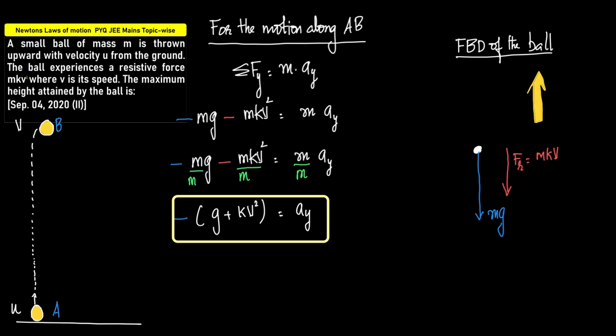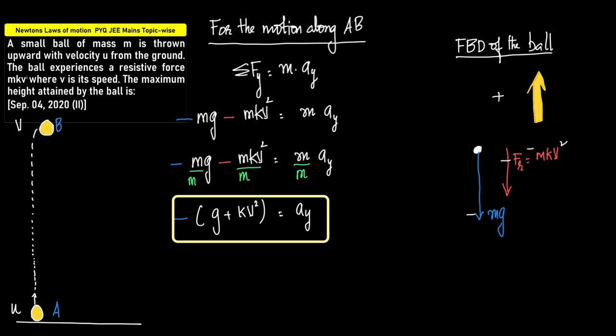Now, we have two forces, both of them acting in the opposite direction to that of the net direction of motion. For our convenience, we'll take all the forces acting along the direction of motion as positive, and those acting against the motion as negative. So it will be negative mg and negative fr, which is negative mkv square.